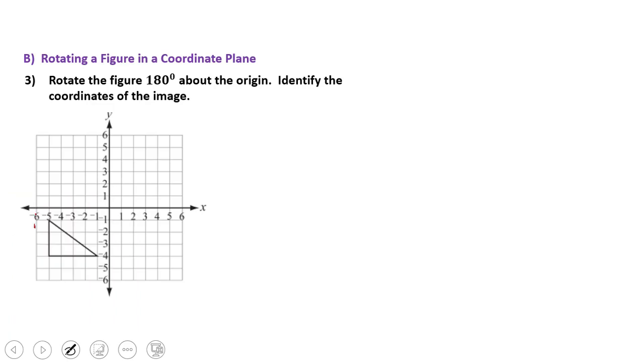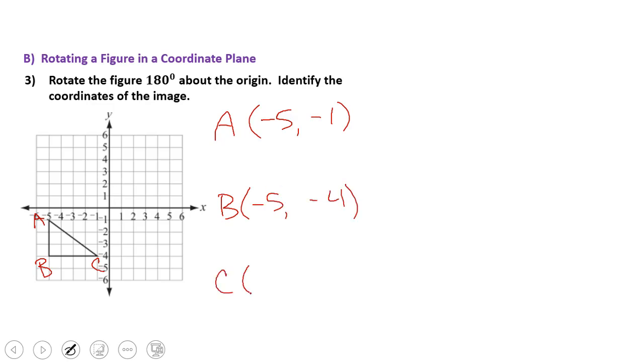So unfortunately, I didn't label these, so we're going to label these real quickly. A, B, and C. So you want to write these down. A is -5, -1. B being -5 and -4. And C being -1, -4. I left some space underneath it so I could do it. Now, ladies and gentlemen, I'm going to show you in class how to physically do a rotation. We are going to do it mathematically with what we just learned on the previous slide.